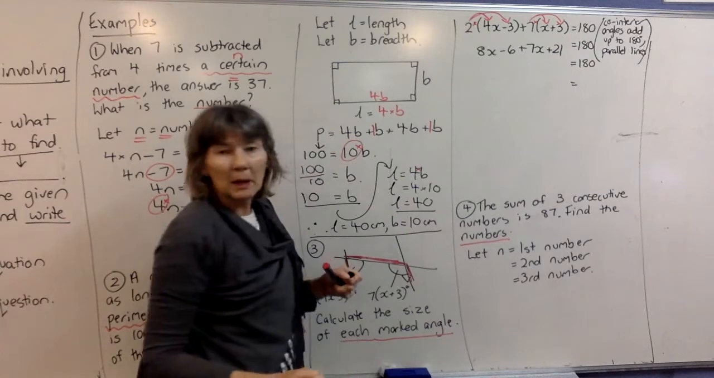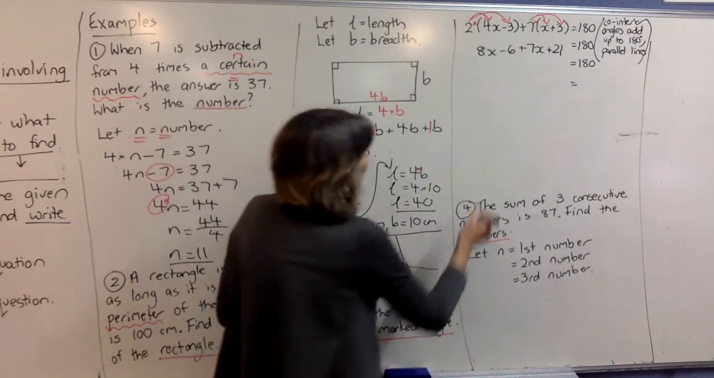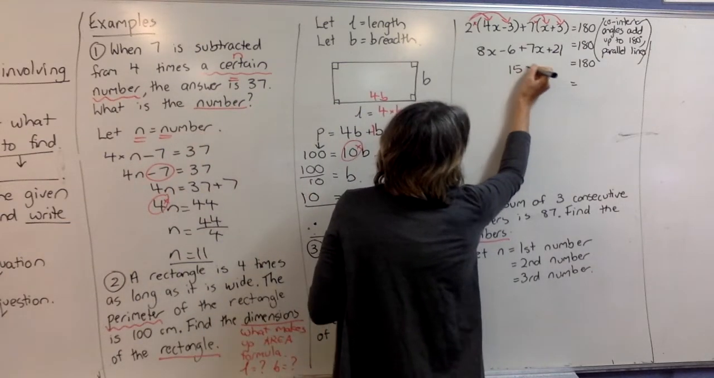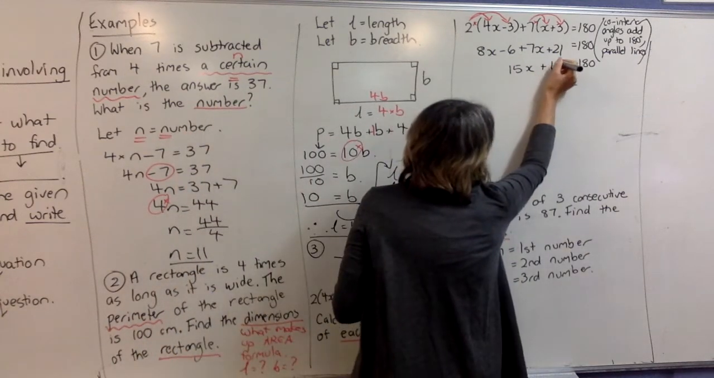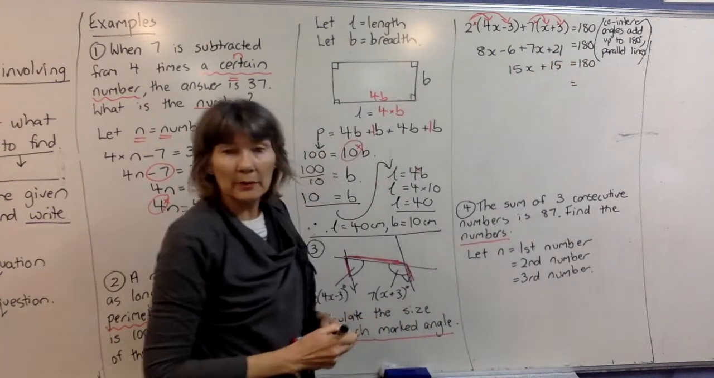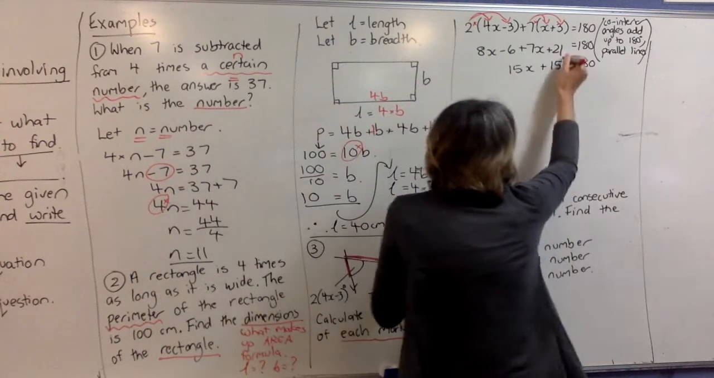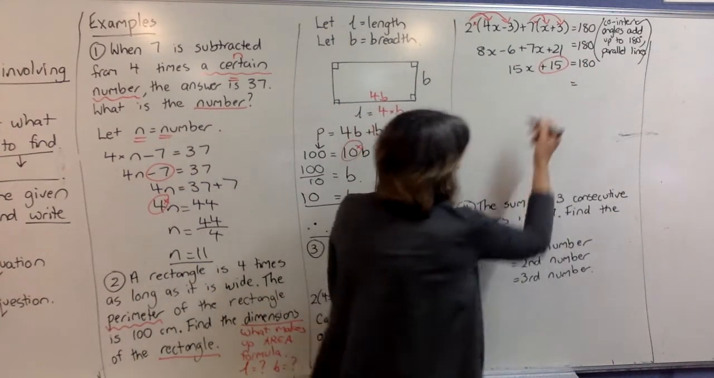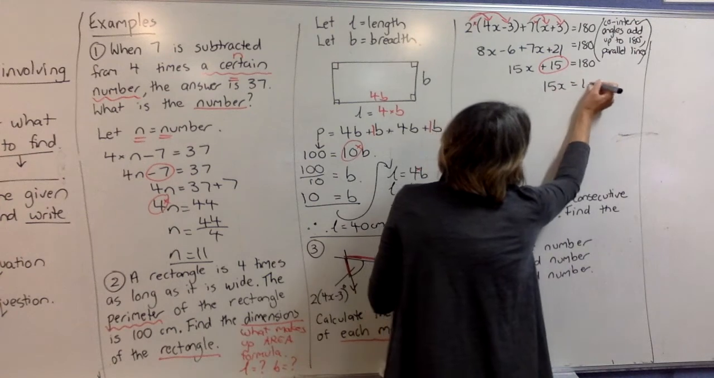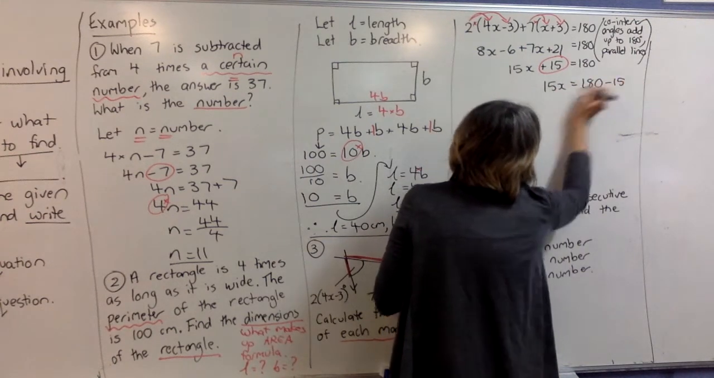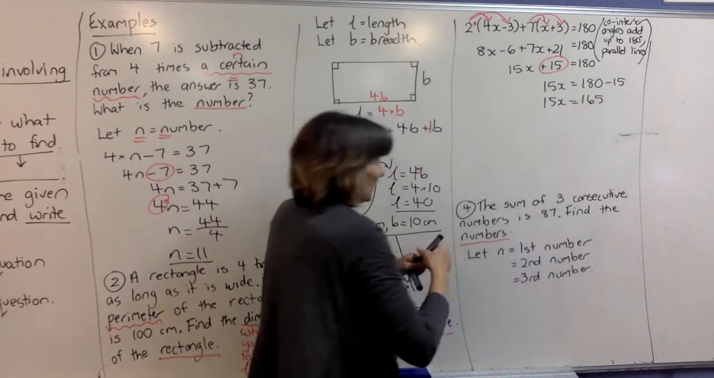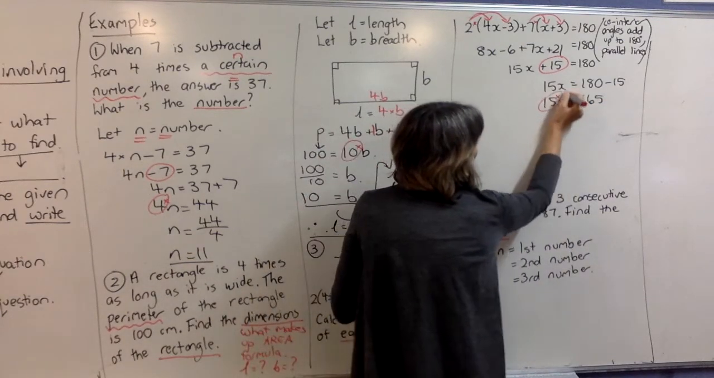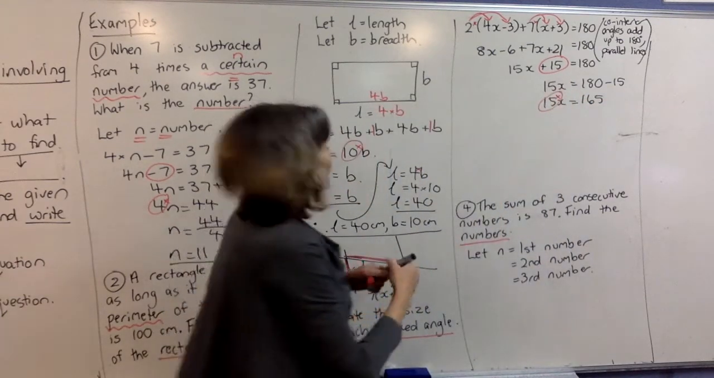Now I'm going to collect my like terms. 8x plus 7x is 15x. Minus 6 plus 21 is plus 15. And we're going to keep going till we've solved our equation here. We get rid of the plus 15, come to the other side and subtract it. That gives you 165. Then we're getting rid of our times 15. Go to the other side and divide by it.